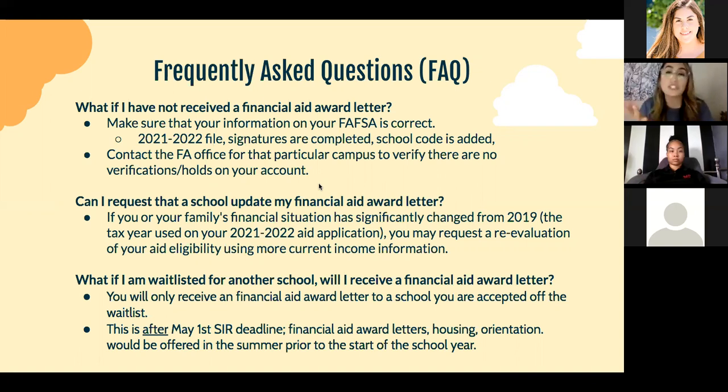Another question that we often get is, can I request that a school update my financial aid award letter? If you or your family's financial situation has significantly changed from the tax year used on your 2021-2022 application, which for that was 2019, you may request a reevaluation of your aid eligibility using more current information. So let's say your family's financial situation in 2019 is much different than it was in 2020 because of COVID and everything going on. You are able to submit an income appeal to a school, but you have to make sure that you follow the documentation because every school has a different process.